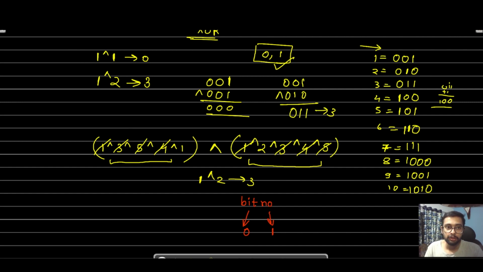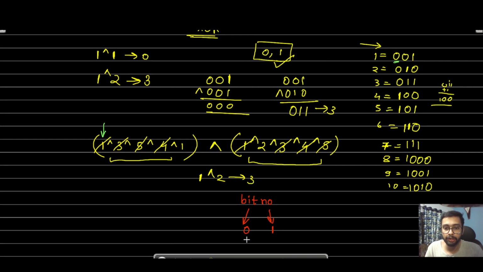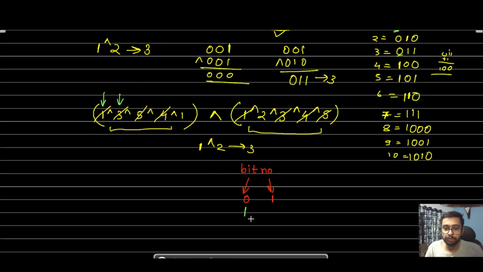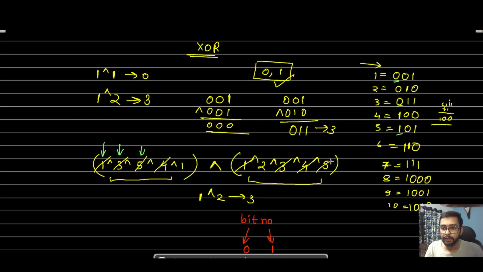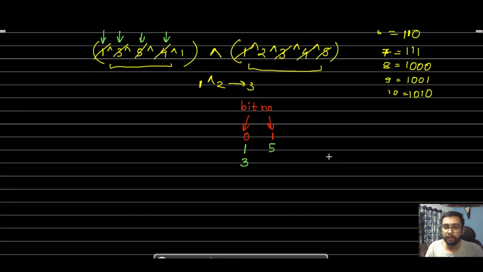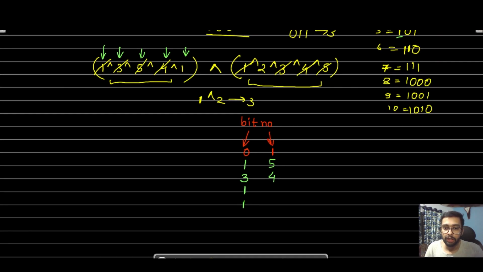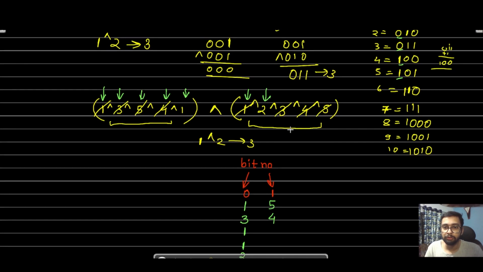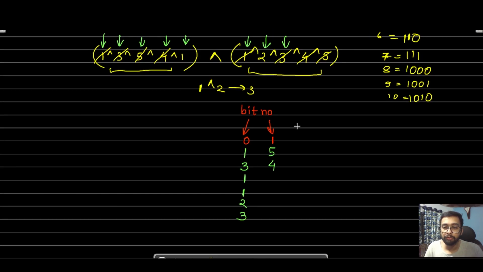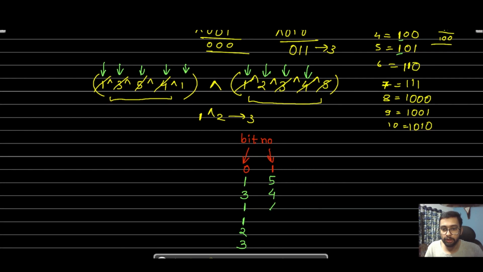So I see for 1, it will be 0, so we will keep it in the 0 category. For 3, it will also be 0. For 5, it will be 1. For 4, again 1. For 1, again 0. For 2, it will be 0. For 3, it will be 0. For 4, it will be 1. And for 5, it will again be 1.